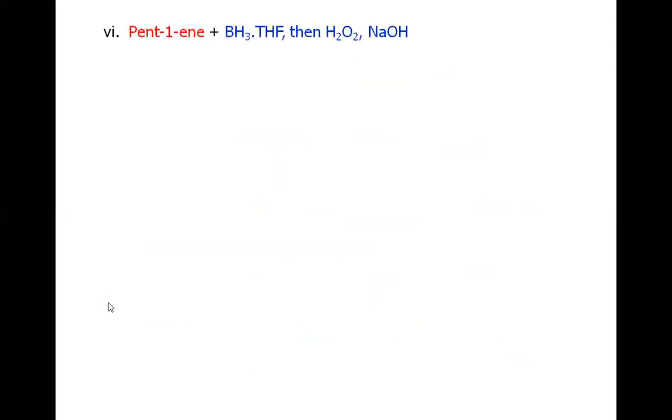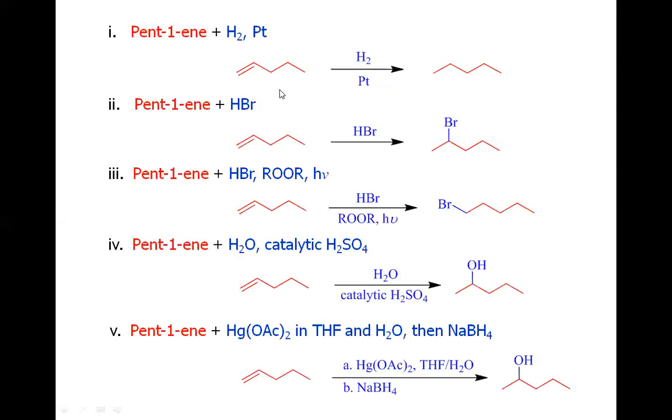Now let us discuss the sixth reaction of alkene, that is the pent-1-ene plus borohydride tetrahydrofuran, and then hydrogen peroxide and sodium hydroxide. So when we use the term then, it means it is the second step. So whatever is written before the word then is the first step, and whatever is written after the word then, it is the second step. So this is an example of hydration reaction of alkene. Again, now this is the third way to hydrate the alkene. The first two ways we have shown you.